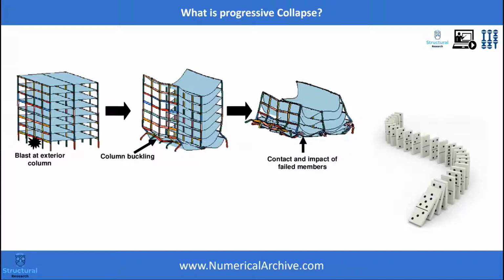GSA, which stands for General Services Administration, in 2003 offers a somewhat more specific description of this phenomenon. They said progressive collapse is a situation where local failure of a primary structural component leads to the collapse of adjoining members, which in turn leads to additional collapse.